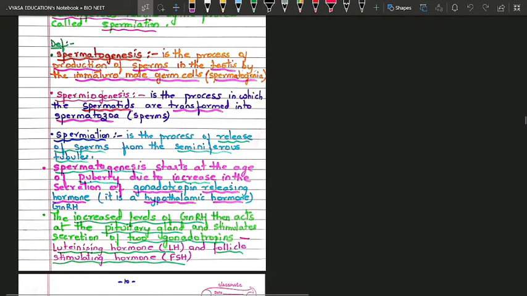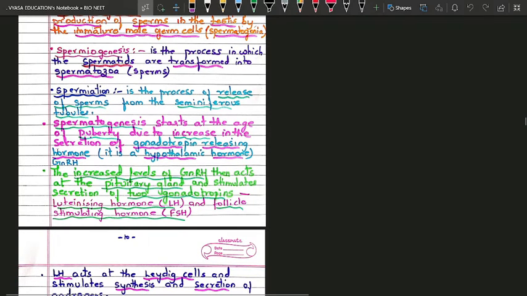What is spermiogenesis? It is a process in which the spermatids are transformed into the spermatozoa. That also we have seen. What is spermiation? It is the release of the sperm. Spermiogenesis is transformation of the sperms. Spermatogenesis is formation or production of the sperms. Spermiation is release of the sperms from the seminiferous tubules. Just remember the three words. This is production of the sperm, this is transformation of the spermatids into sperms, and this is release of the sperms.